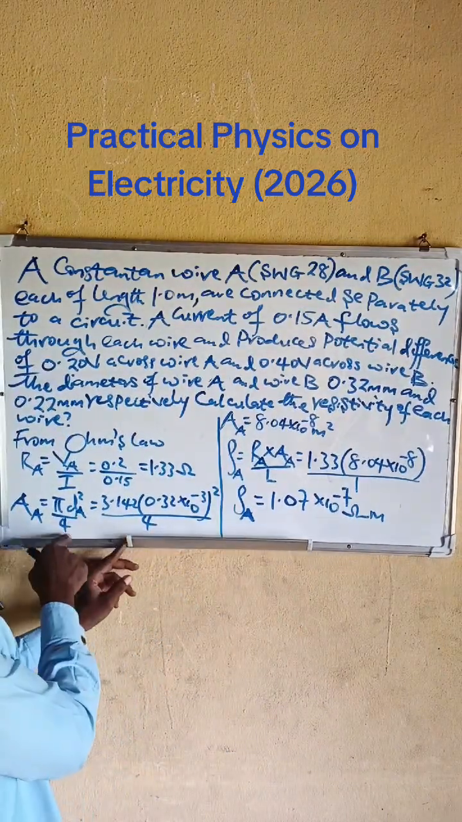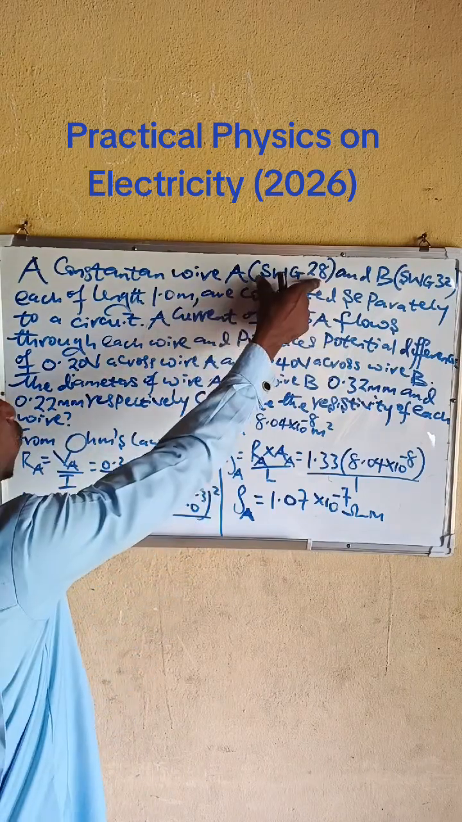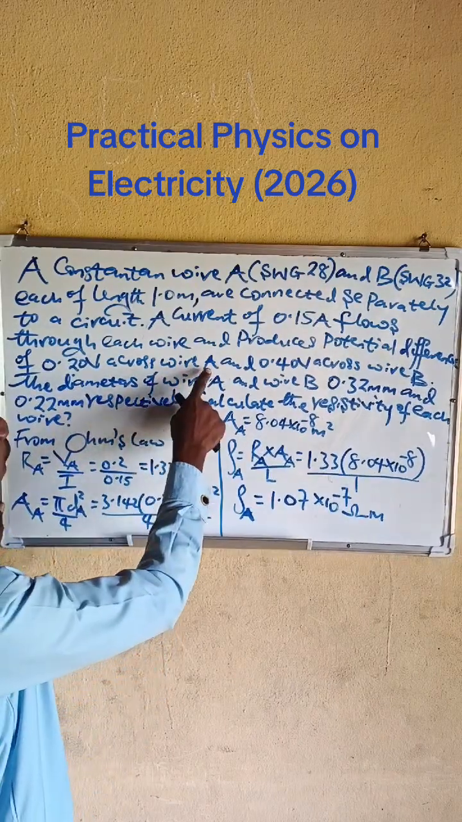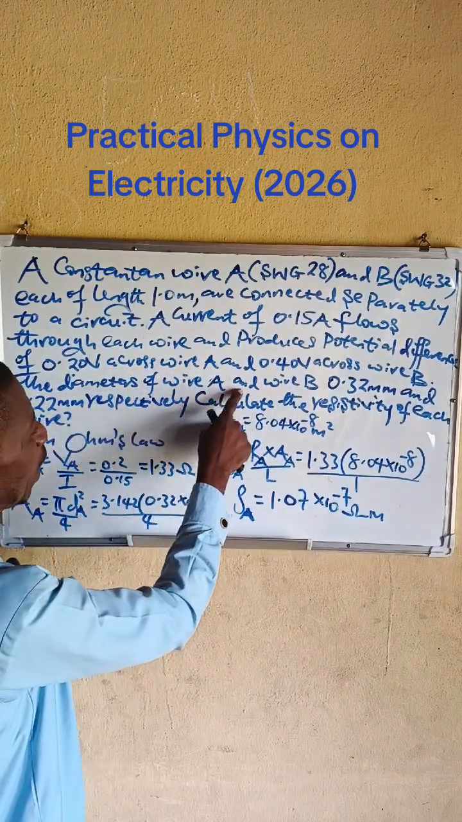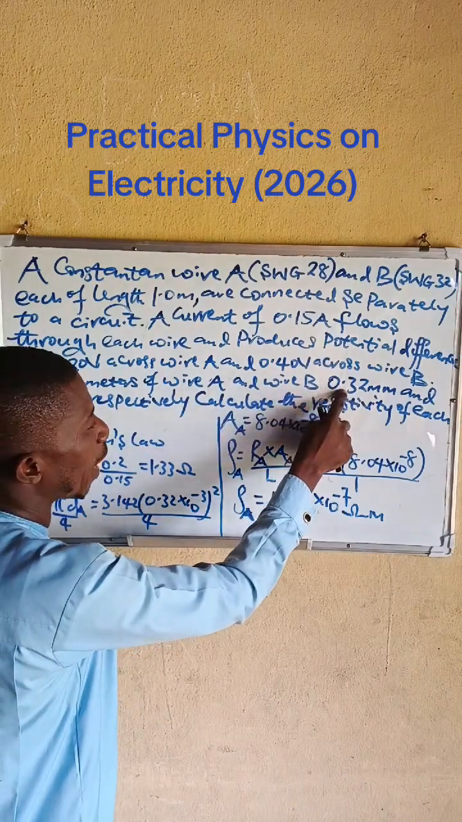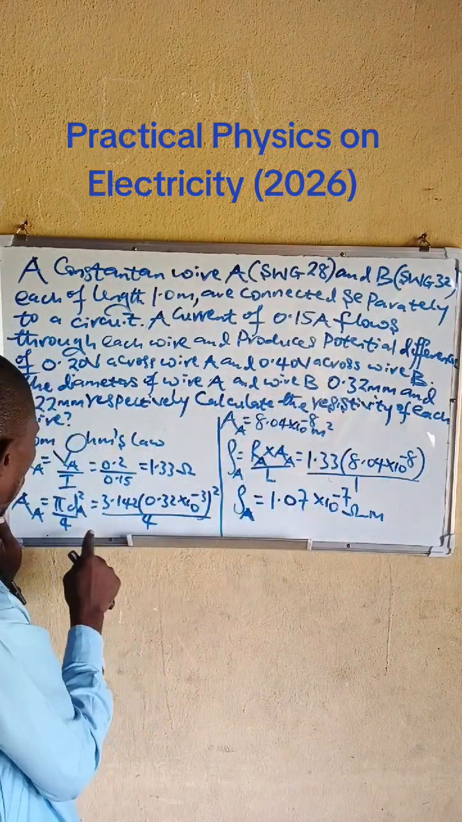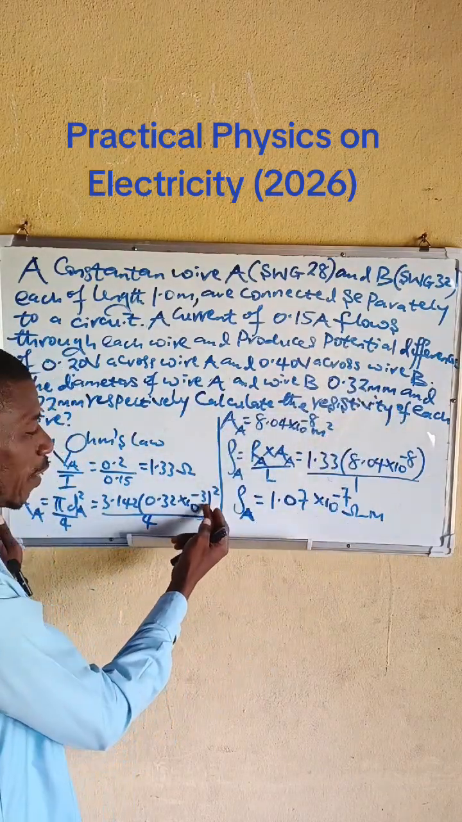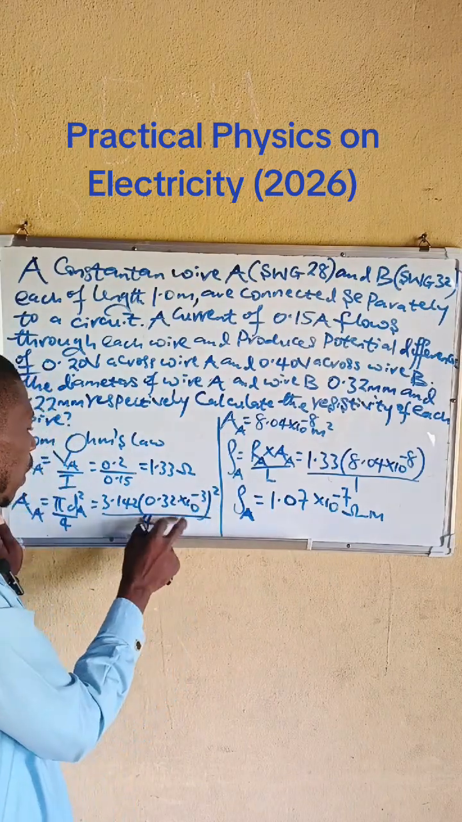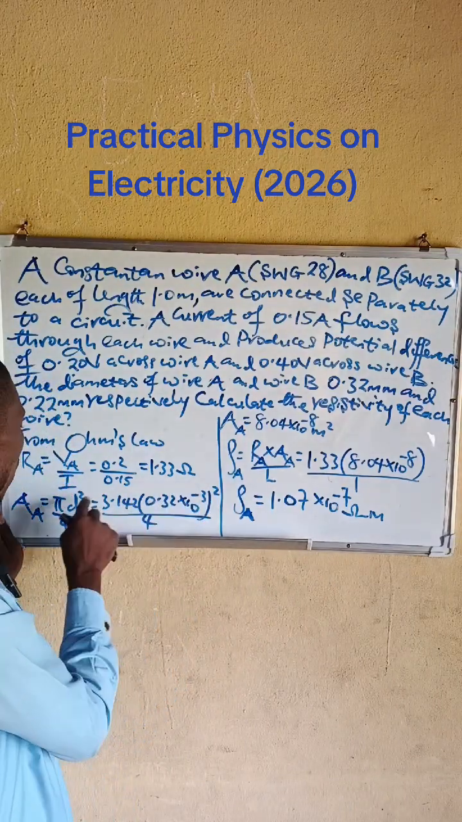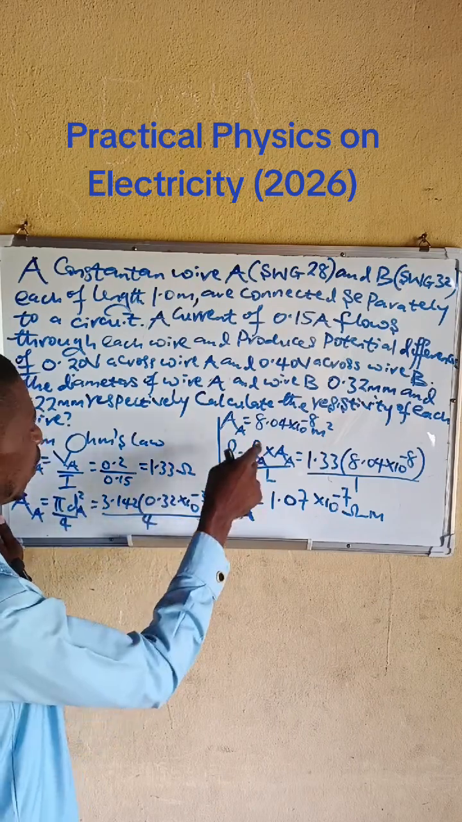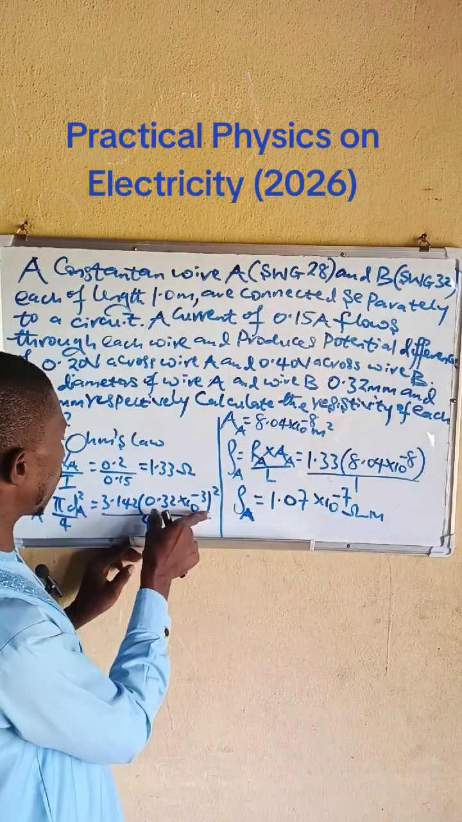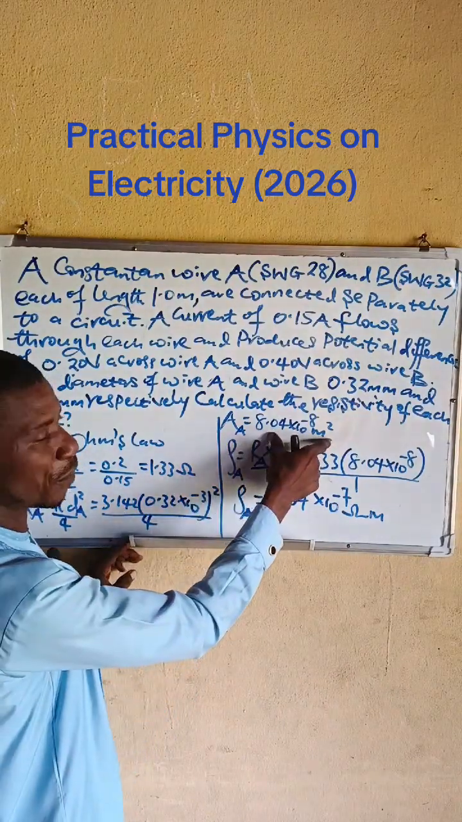So pi d squared over 4 is the area of this wire, where pi is 3.142, and d is the diameter of wire A and wire B. This is the diameter of wire A, and this is the diameter of wire B. So that is 0.32. Convert this millimeter to meter by multiplying by 10 raised to the power of -3. All divided by 4, you square it because here has a square. So that gives me this result. This multiplied by this one, divided by this, will give me this result.